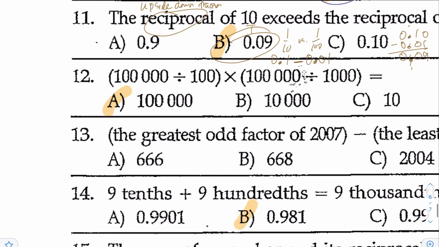Next, for number 12, you have 100,000 divided by 100 times 100,000 divided by 1,000. So here you can cross out the zeros. The first number is 1,000, and then cross out 3 zeros here. The second number is 100. So 1,000 times 100, you count 1, 2, 3, 4, 5 zeros. That will be choice A. 100,000, which is 10 to the 5th power, with the 5 zeros.